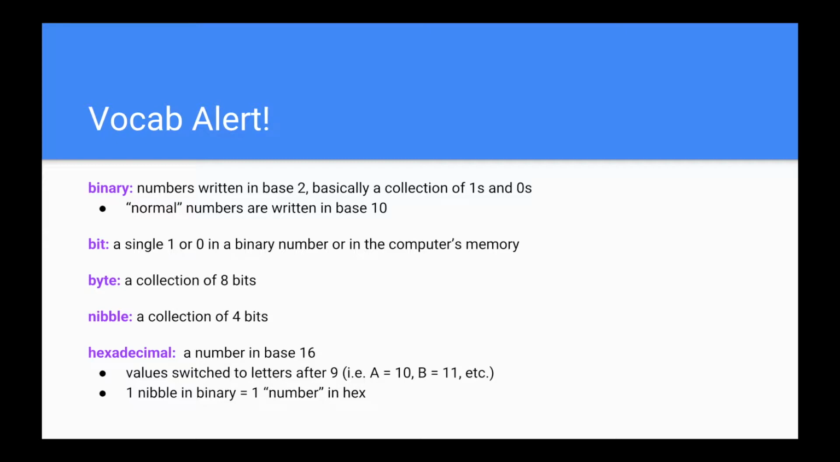And a hexadecimal number is a number in base 16. And for that, the values get switched to letters after 9. So once you get to 10, it becomes A, 11 is B, etc. And one nibble in binary is one number in hex.